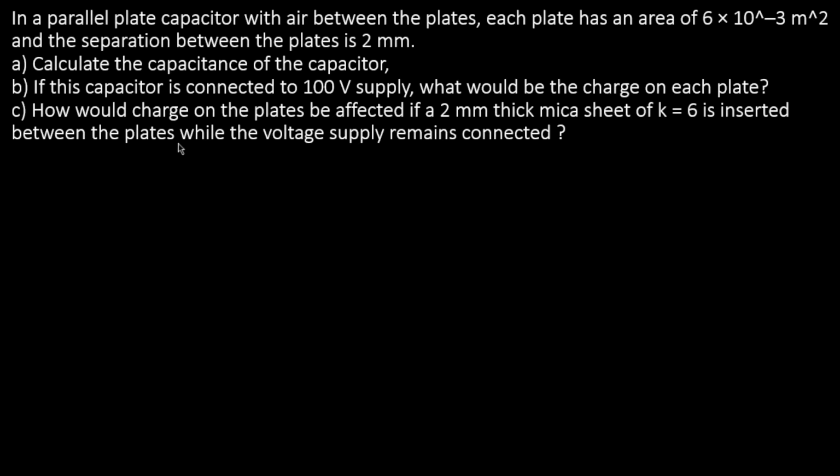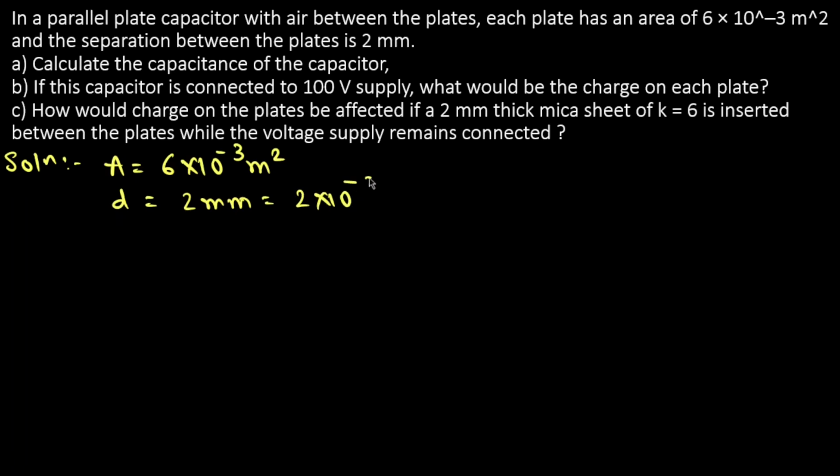In a parallel plate capacitor with air between the plates, each plate has an area of 6 into 10 raised to minus 3 meter square and the separation between the plates is 2 millimeter. So solution: area is given to us as 6 into 10 raised to minus 3 meter square and the distance between the plates is 2 millimeter, which can be written as 2 into 10 raised to minus 3 meters. We need to calculate the capacitance of the capacitor.